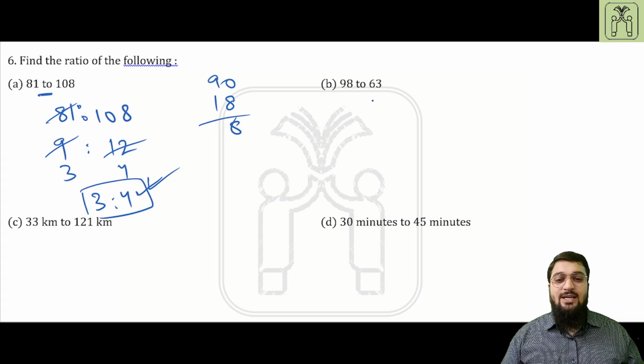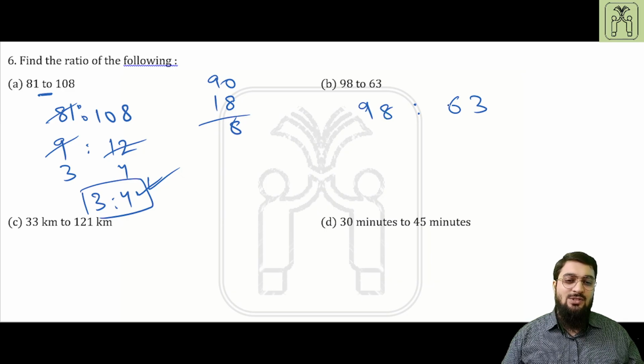Chalo, 98 to 63. So this question is only about your calculative power, nothing else. 98 to 63, this is testing your test for divisibility concept, which we have discussed previously.